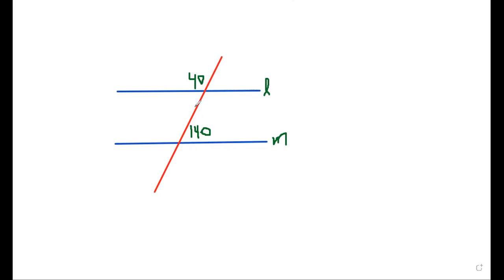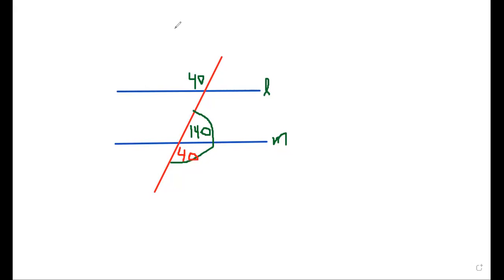Let me continue. Here in this one, you have supplementary angles, right? Their sum together should be equal how many? Two supplementary angles, their sum together equals how many? 180. Okay. So this angle now will be 180 minus 40. It will be 140.